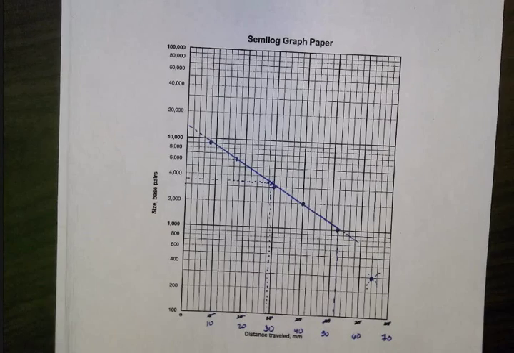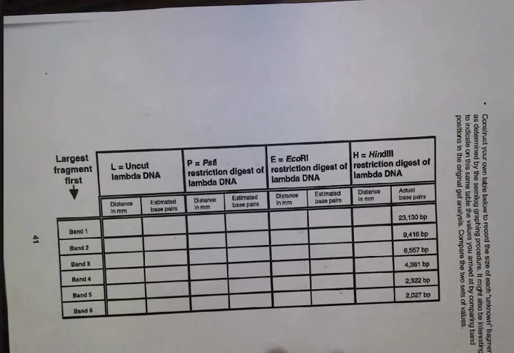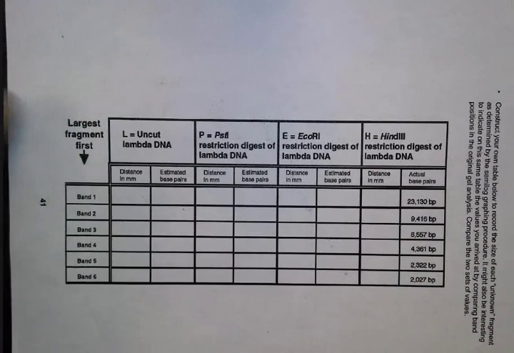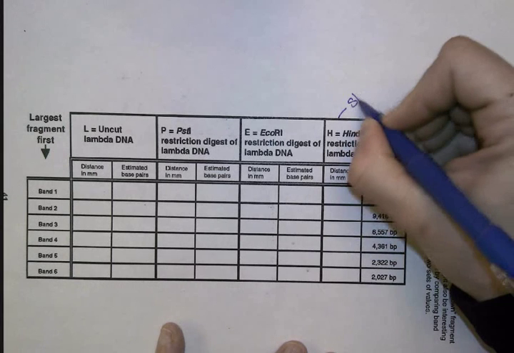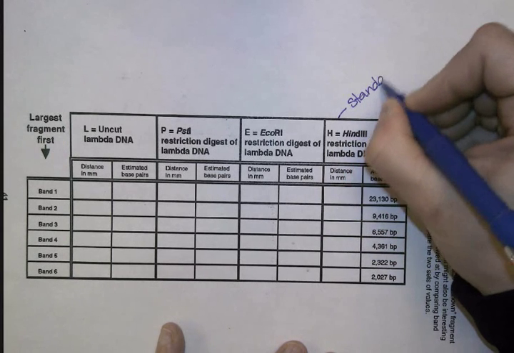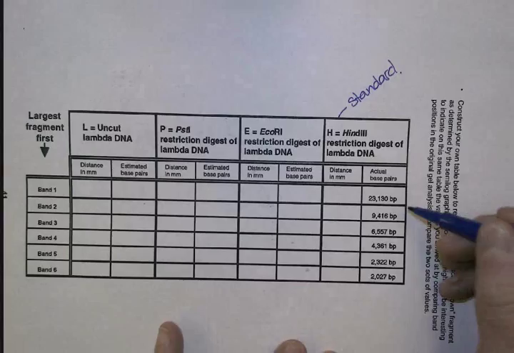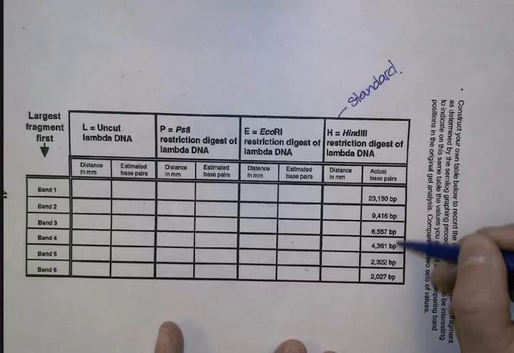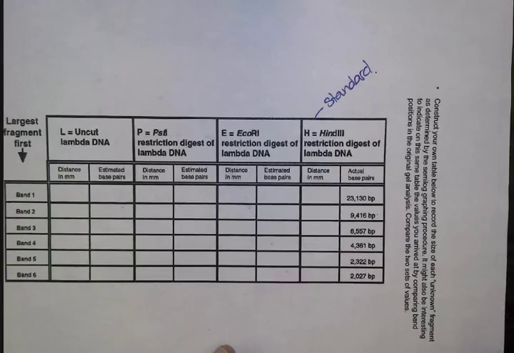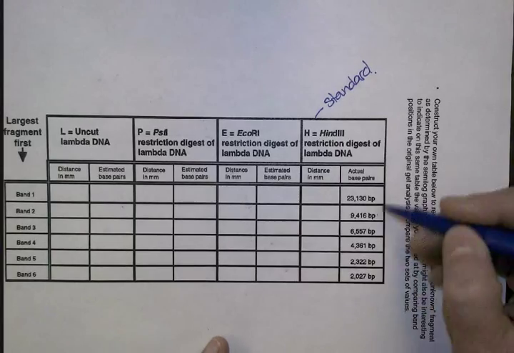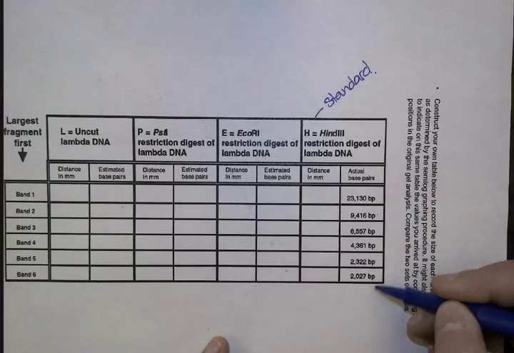Okay, so what are you going to do? On your worksheet you will get semi-log graph paper. You also are going to have a paper that looks like this. Your HindIII digest is serving as your standard. All right, and we have been given the different lengths of each of the base pairs. So depending on how your gels turned out, you may or may not have all of these bands.